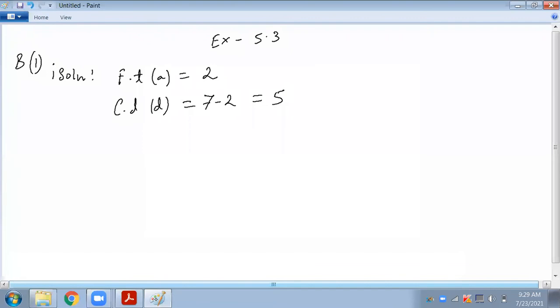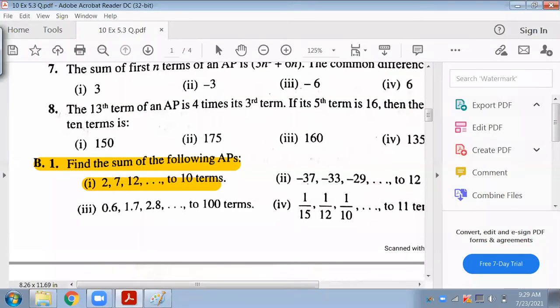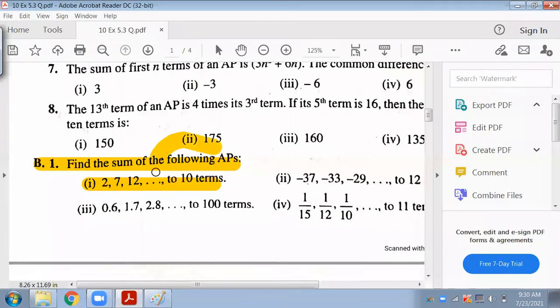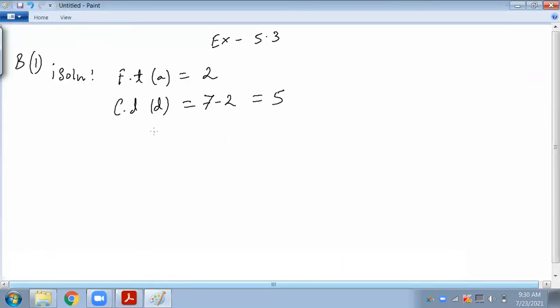Second minus first. So it is how much? It is 5. And here the number of terms is 10. Number of terms is 10 to n terms. So number of terms is n. So n equals 10.